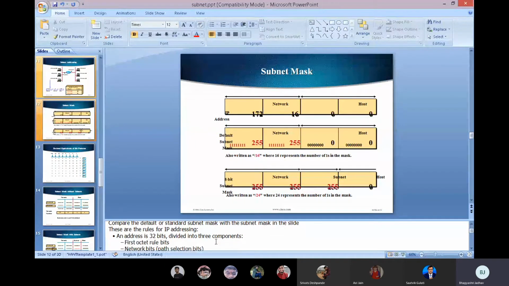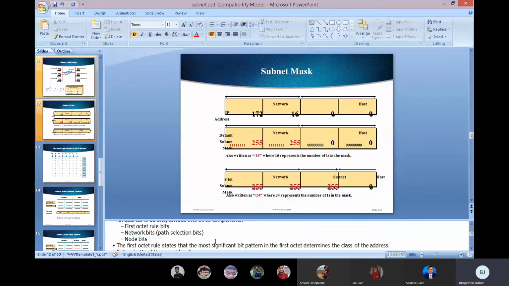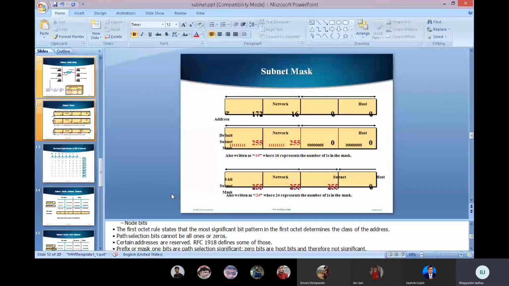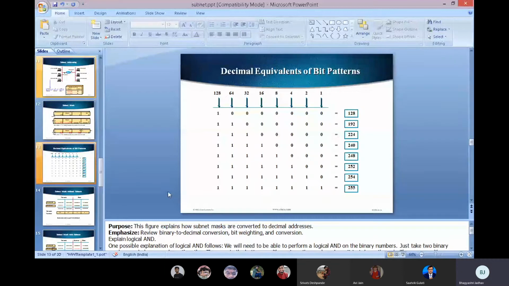The address is 32-bit divided into three components: first octet rule bits, network bits, node bits. The first octet rule states that the most significant bit pattern in the first octet determines the class of the address. Path selection bits cannot be all ones and zeros. This is the decimal equivalent of the bit pattern.